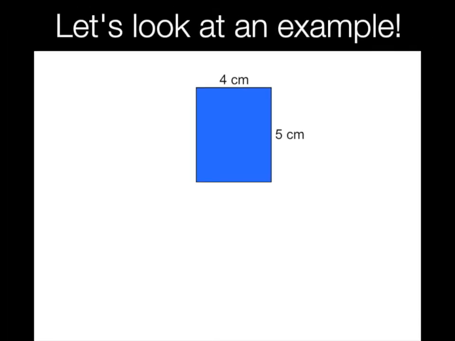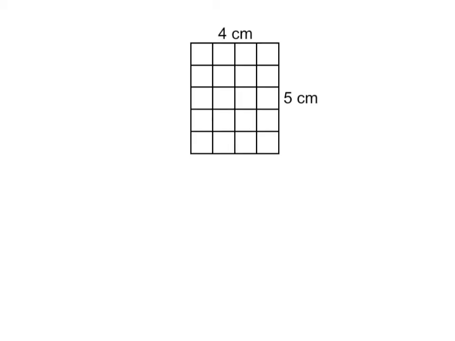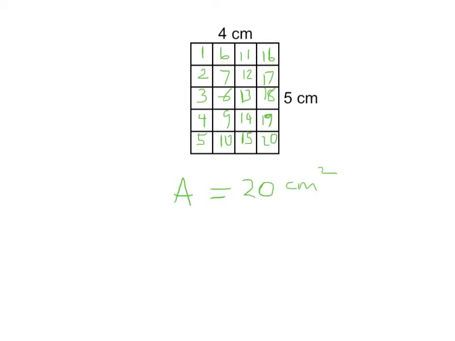This rectangle has a length of 5 centimeters and a width of 4 centimeters. Let's draw it on centimeter grid paper to find its area. We can find the area by counting all of the square centimeters. So the area of this rectangle is 20 centimeters squared.